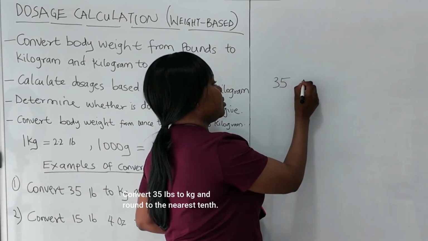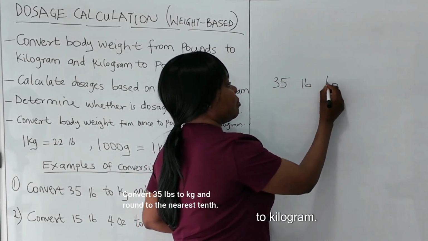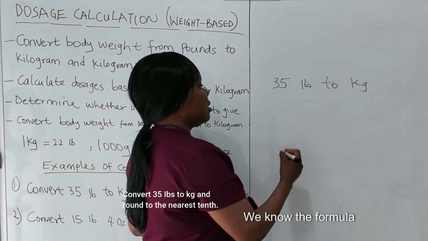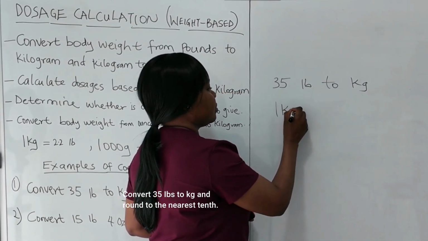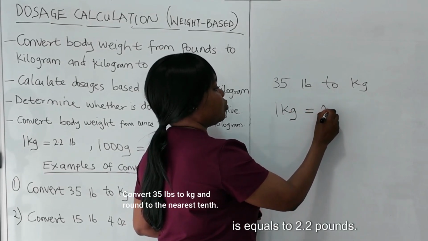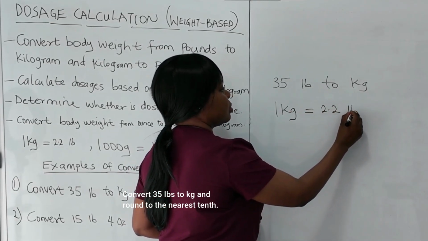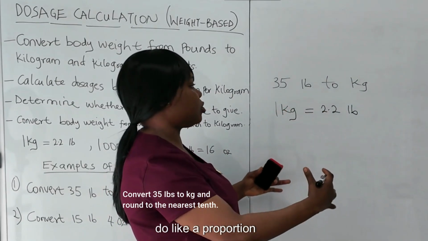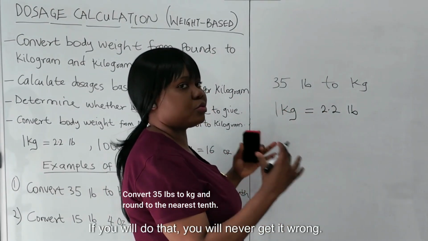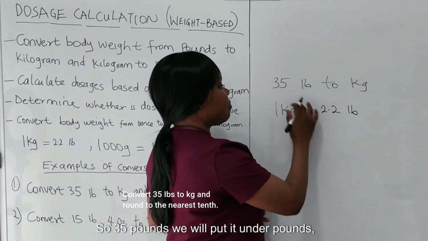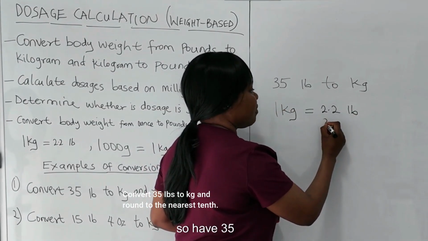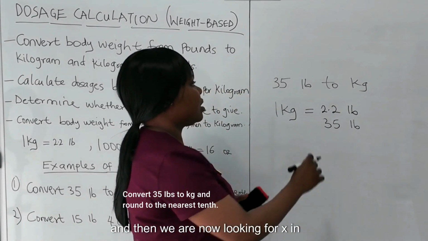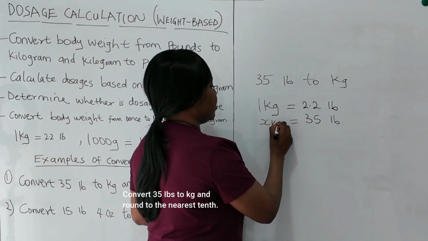So it's saying we should convert 35 pounds to kilogram. We know the formula is 1 kilogram is equal to 2.2 pounds. So let's do this arrangement method, where we do a proportion or a ratio. You will do that and you will never get it wrong. So 35 pounds, we put it under pounds, and then we're looking for x in kilogram.